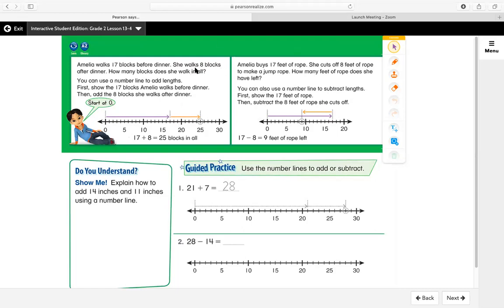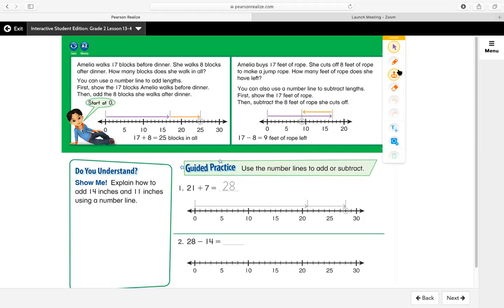We can also do the same thing with subtraction. So for example, we have Amelia buys 17 feet of rope. She cuts off 8 feet of rope to make a jump rope. How many feet does she have left? So to do subtraction, we're going to basically do the same thing. We'll start at 17 because that's how much she has. Okay, so they drew that line from 0 to 17. That's how much rope she has. Then she cuts off 8. So we're going to draw our arrow back 8, and our ending point is at 9. So she has 9 feet of rope left.